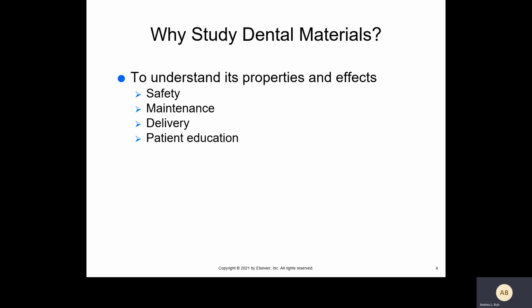Why do we as dental hygienists need to study dental materials? We need to understand their properties and the effects that these materials can have on our patients. So we need to know how to use them safely. We need to know how to maintain those for our patients. We definitely need to know how to deliver the materials that we're using. And then it is our job as a hygienist to educate our patients on how to care for those materials in their mouth.